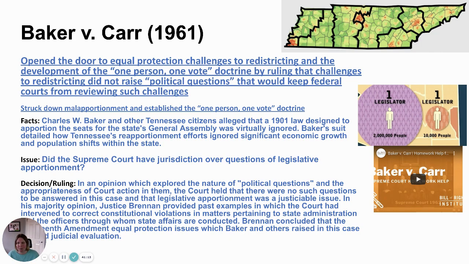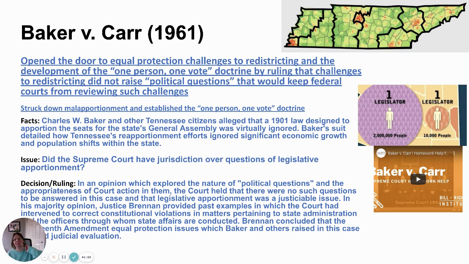So Baker v. Carr, this case is important for two reasons. One, it upheld this one person, one vote doctrine, but it also opened the door to equal protection challenges to redistricting and the development of that doctrine by saying that challenges did not raise political questions that would keep the federal courts from reviewing such challenges. For example, before, the Supreme Court really wouldn't touch cases that involved elections or redistricting because they felt like those were political questions. But the court in this case ruled that actually it's an equal protection issue that the court can resolve. We're not trying to decide who should win elections. We're just trying to make sure that people are equally represented and protected.